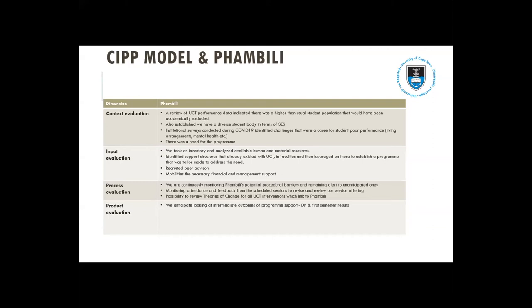And then in terms of the product evaluation, I think we have potential intermediate outcomes that we can start looking at. And the two that I think of is looking at July performance and first semester exam results. So DP is July performance, where students would have met the submissions that are required per course so that they could write their exams.